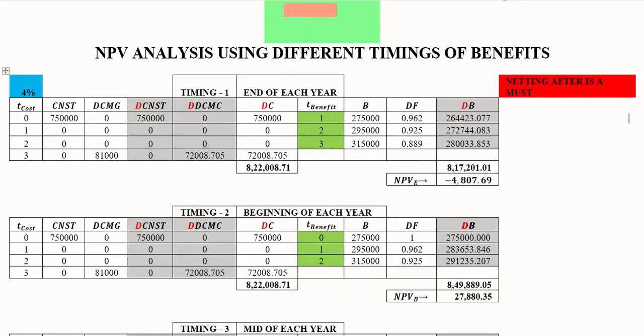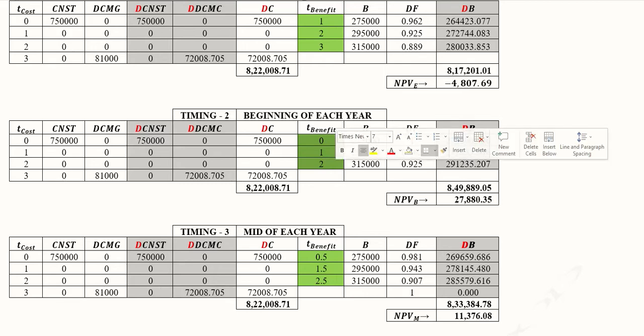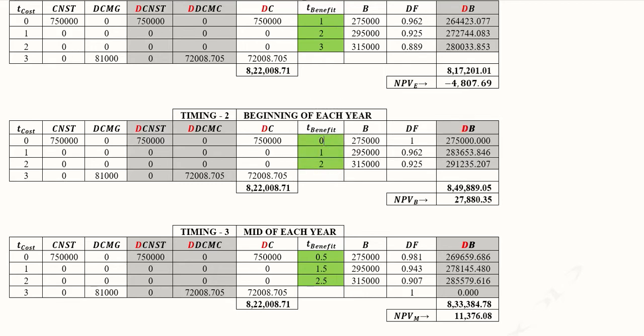So the second case will be that the benefits are occurring in the beginning of each year, not at the end, just like in the first case. You can see this set of columns, they are the same, and the discounted cost in overall sense is also the same. However, the benefits are occurring in a way where in the beginning we have the benefits, received in the beginning of the first year and the beginning of the second year.